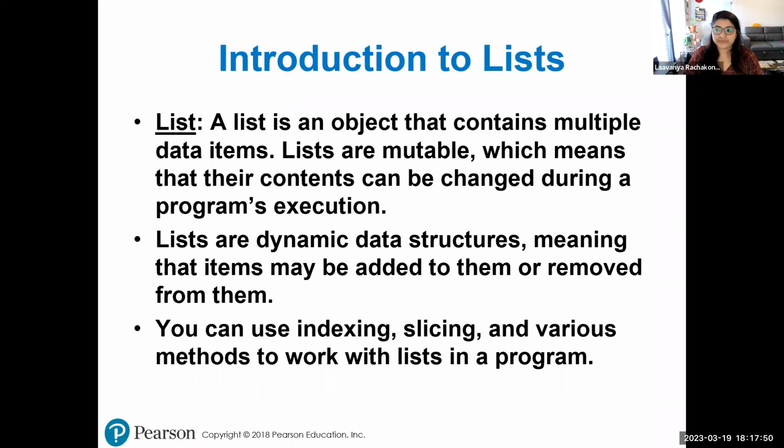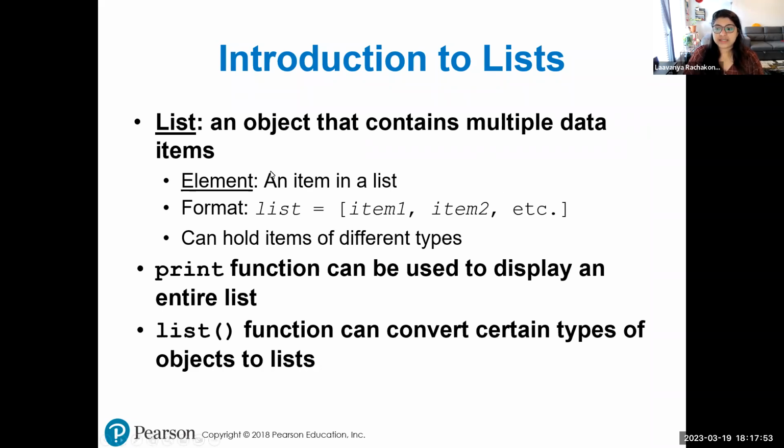So basically, a list is an object that contains multiple data items. Each data item is also called an element in a list. The format is your variable, list, equal to, you start with square brackets, item 1, comma, item 2, comma, item 3, and so on and so forth, till you're done with the number of elements in your list. As I've mentioned before, lists can hold different types of data. There is no limitation with respect to integers, floating point numbers, or strings. Lists can have a mix of all three data types that we have covered till now.